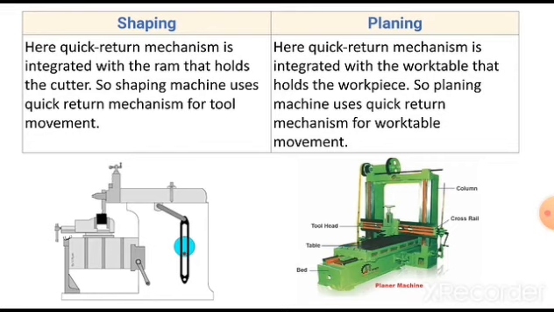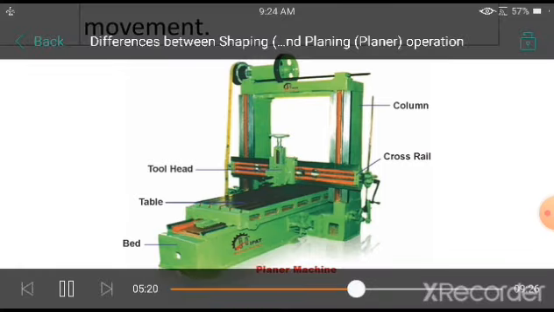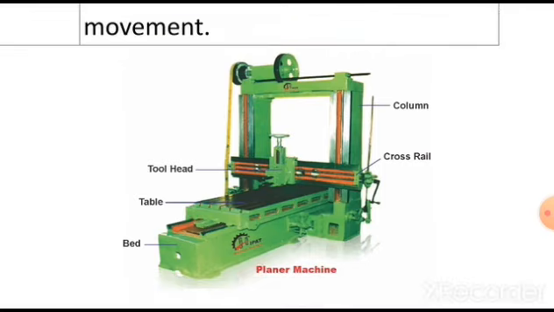Now the planing. Here the quick return mechanism is integrated with the work table that holds the workpiece. So the planing machine uses a quick return mechanism for work table movement. So here you can see the planing machine. In the planing machine also, the cutting action is performed only during the forward stroke, and no cutting is performed during the return stroke, right? So again we have to minimize the time for the return stroke, and it is done again with the help of the quick return motion mechanism. But here the difference is, as we are giving reciprocating motion to the table, your quick return motion mechanism is integrated with the table of the machine in the case of the planer machine.